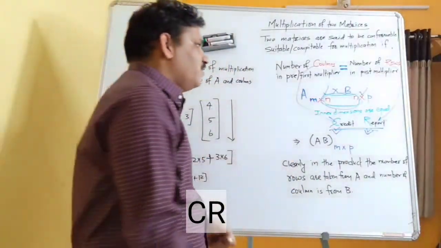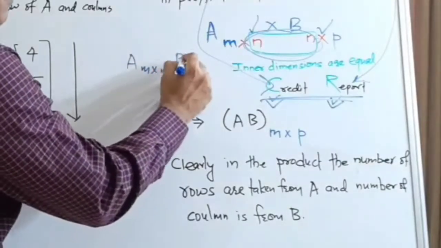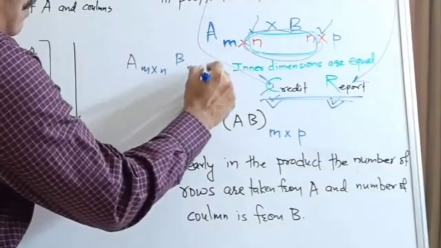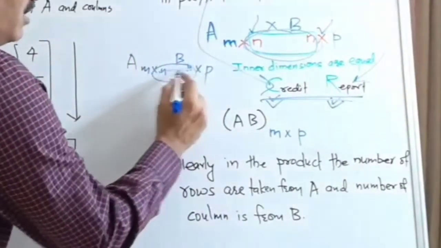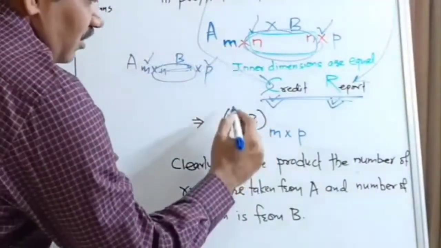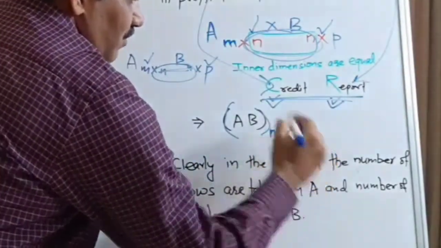Now, what will be the final order? See, A is m by n and B must start with n by p. So this will be eliminated and the final order is m by p. The order of AB is simply m by p.